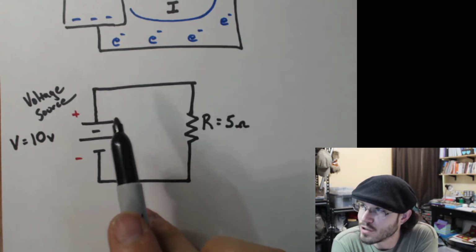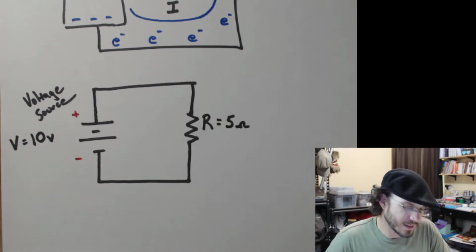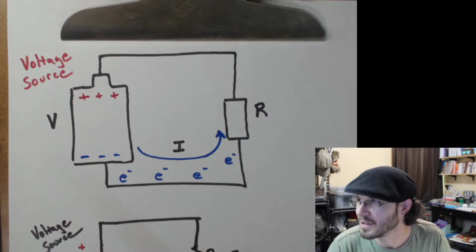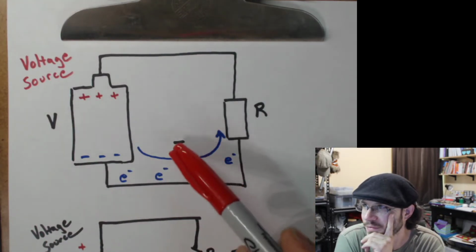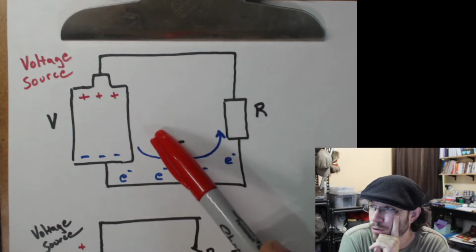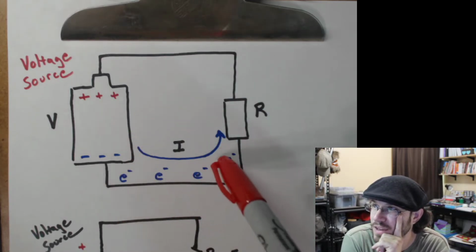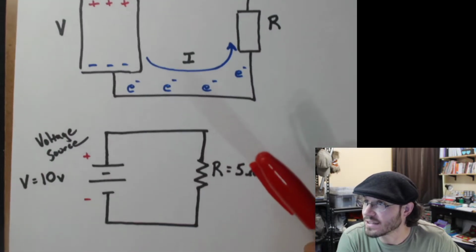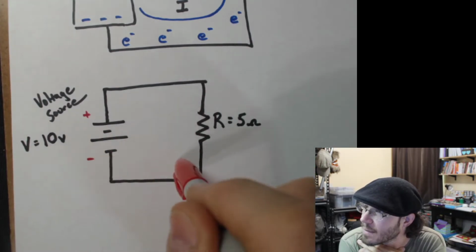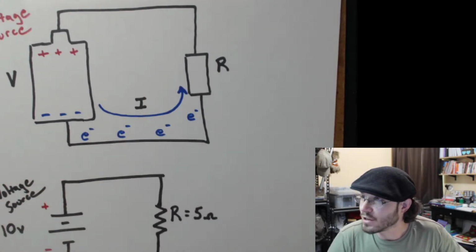Now we need to pick a direction for our current. And I know this one is going to be a little painful here. The electrons are moving in a counterclockwise fashion. Yes, these electrons are moving in this direction. And in this circuit, the electrons are moving in this direction. Absolutely. We call this electron flow.